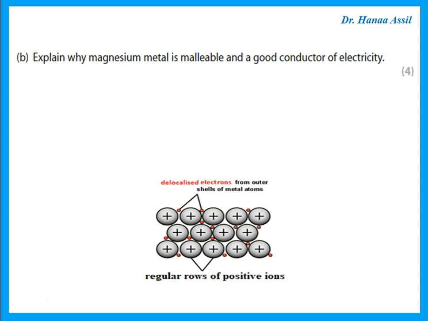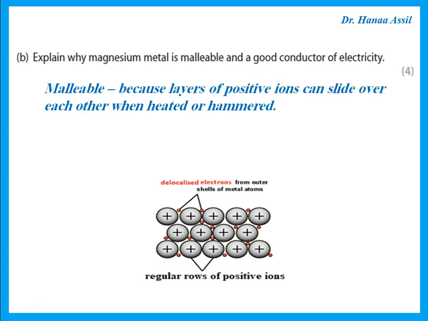Explain why magnesium metal is malleable and a good conductor of electricity. So this is the diagram of a metal. Why do we say that metals are malleable? Remember, if I say describe the structure of a metal, we said a metal has what? Regular rows of positive ions surrounded by a sea of delocalized electrons. Now, why is it malleable? We say it's malleable because the layers of positive ions can slide over each other when heated or hot.